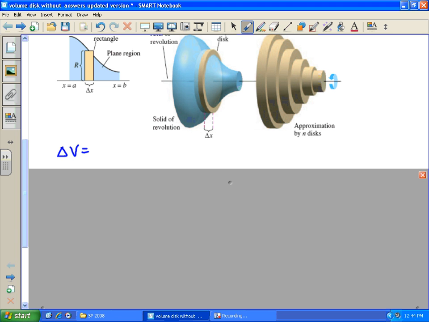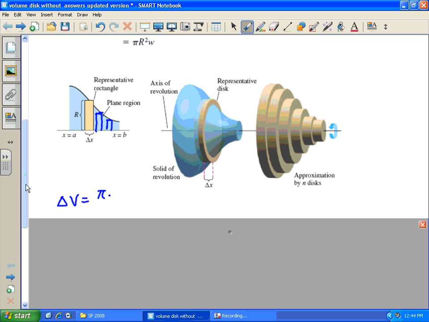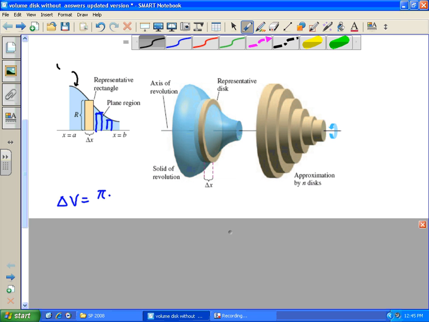What is the volume of one disk, if it's generated by this rectangle that we see here in yellow? So what is the volume going to be? So instead of W, what do we have? Delta x. So it's going to be pi times. Now, it depends on where your rectangle is, as to what the radius is going to be or what the height of the rectangle will be. But at the moment, let us assume that this function is given by y equals r of x. So it's not a constant function. Depending on where you are, the height is different.